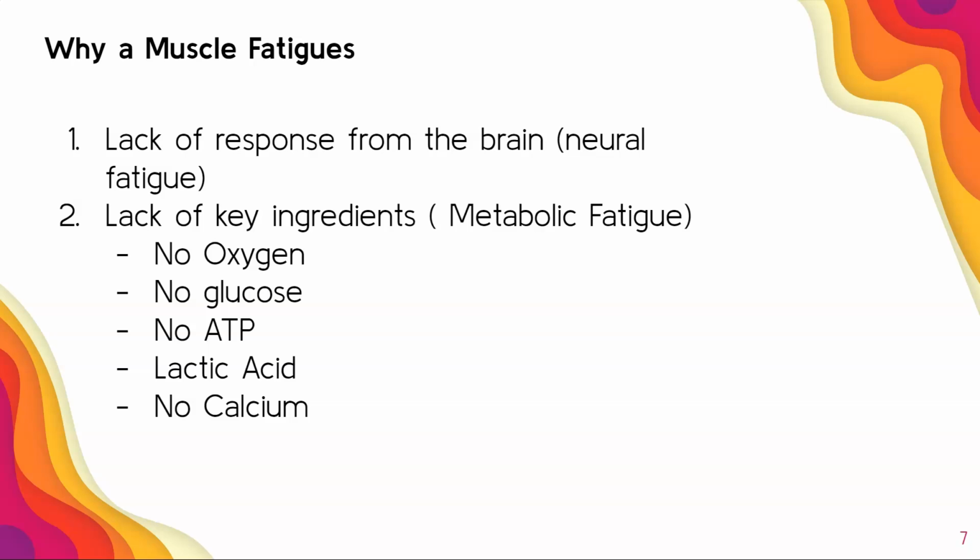The other form of fatigue is what we would call metabolic fatigue, which is the supply issue. When a muscle fatigues, it's because there's probably a lack of oxygen, so no oxygen, no glucose to go through glycolysis to then go through the process of cellular respiration, so therefore no ATP, and no calcium. Because remember, in order for a muscle to contract, we have to have calcium to remove troponin.